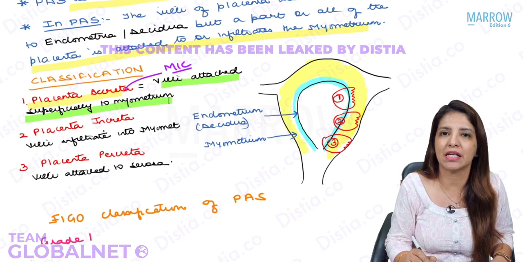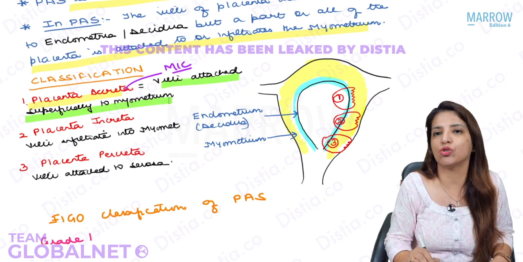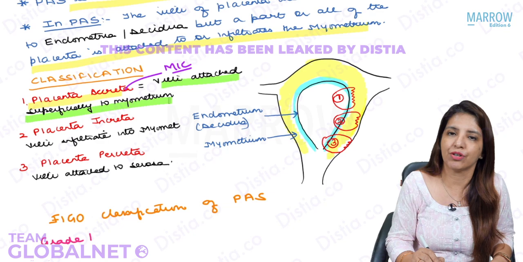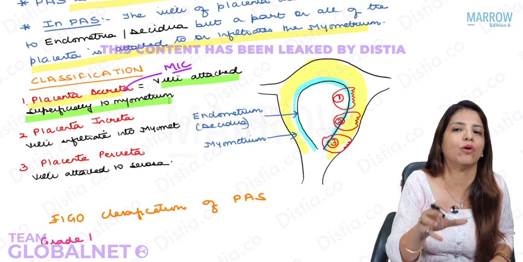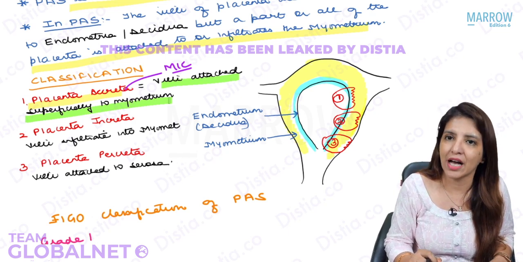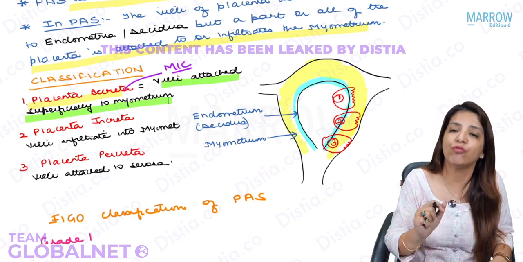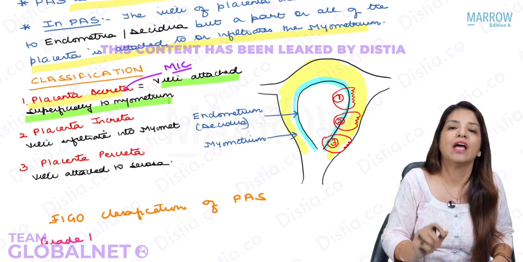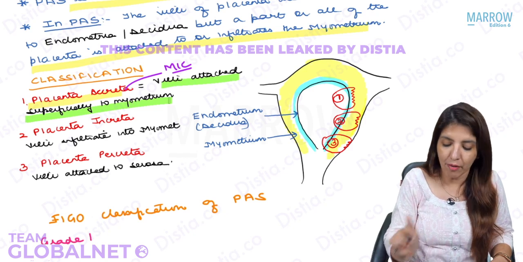Placenta increta means that the placental villi are infiltrating into the myometrium. And then we have placenta percreta, which means that now they have passed through the myometrium and are attached to the serosa. So when the placental villi are attached superficially to the myometrium, that is accreta. When they are infiltrating and attached deeply into the myometrium, that is increta. And when they are attached to the serosa of the uterus, that is placenta percreta.